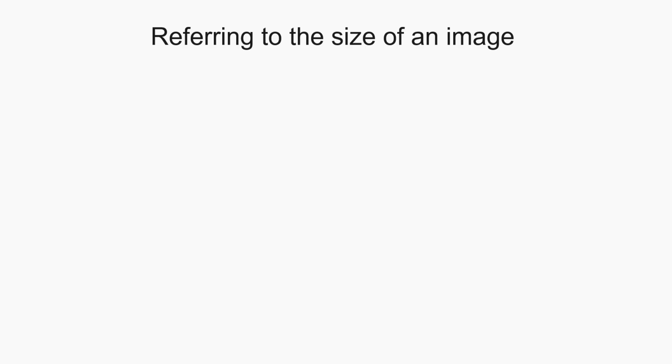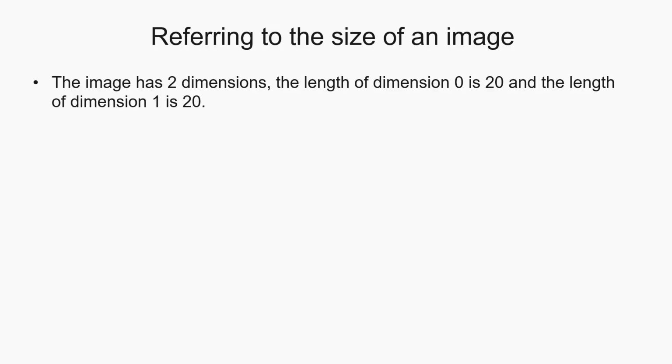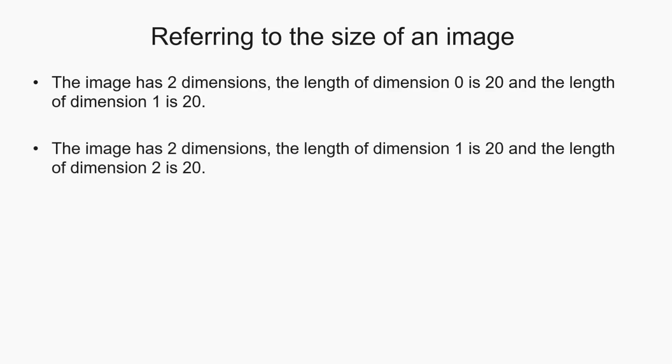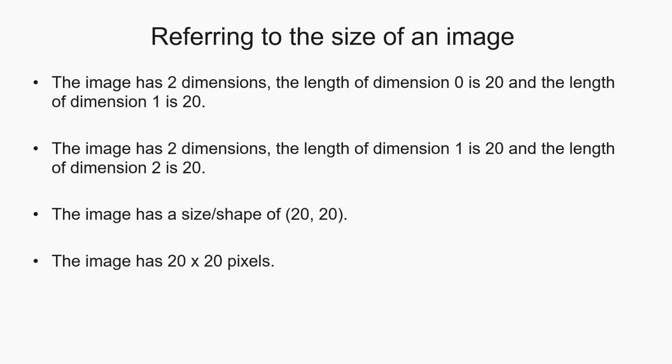Images can be described in different but equivalent ways. For example, an image may have two dimensions where each dimension contains 20 pixels. We could describe this image as having a shape of 20 by 20 or simply say it contains 20 by 20 pixels. Understanding image dimension becomes increasingly important when working with large whole slide images or multi-dimensional fluorescence datasets containing additional channels, z-planes, or time points.